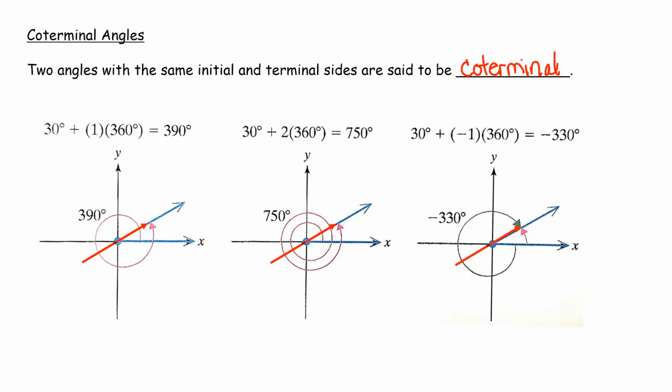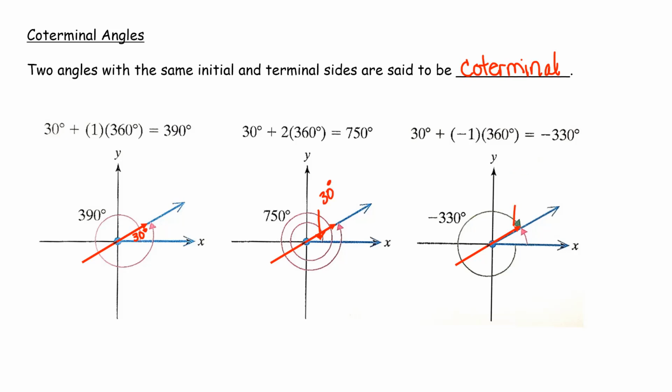And you can see that the angle that is less than 360 that they all are coterminal with is 30 degrees. Because if you start on the positive x-axis and you rotate counterclockwise 30 degrees, you end up on that terminal side. So all three of these angles are coterminal with 30 degrees. So this angle right here is 30.